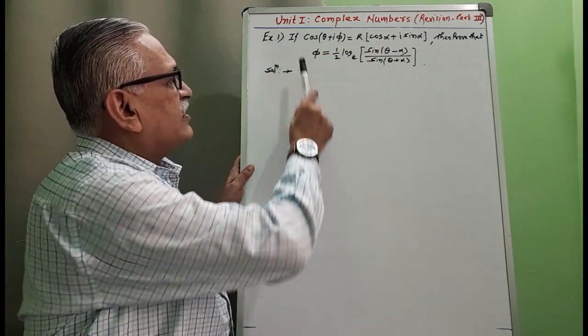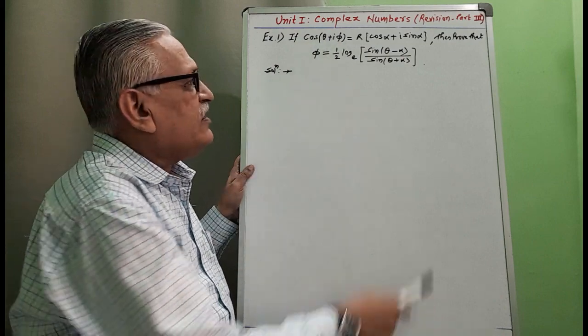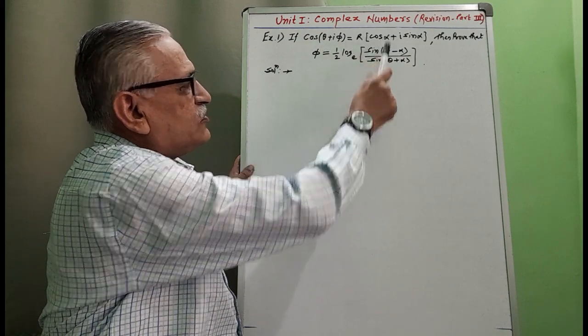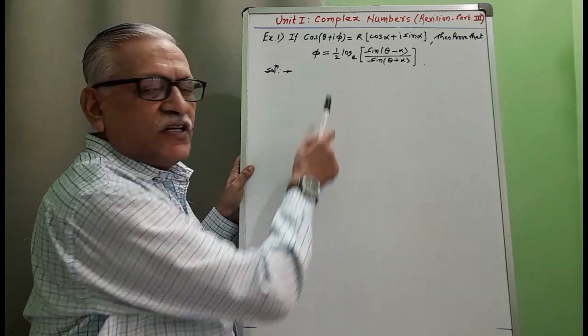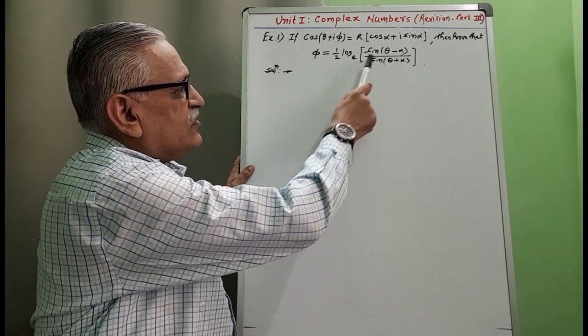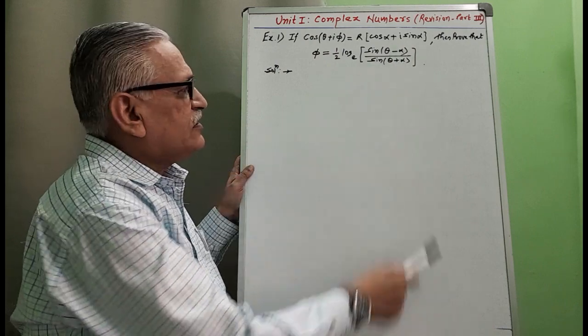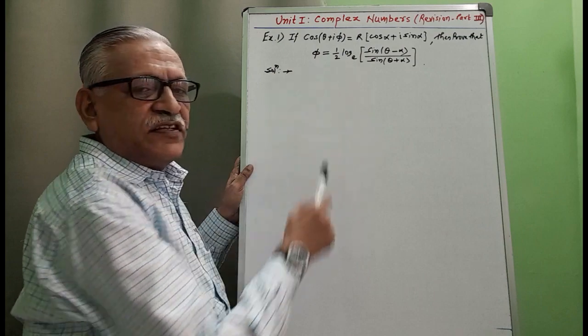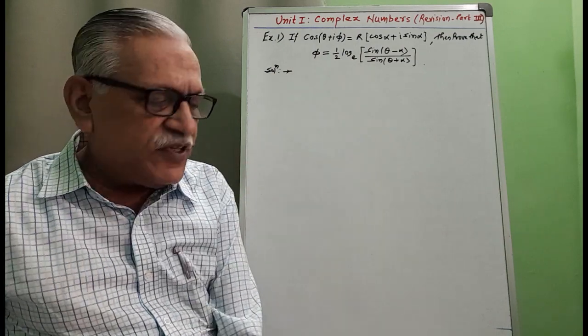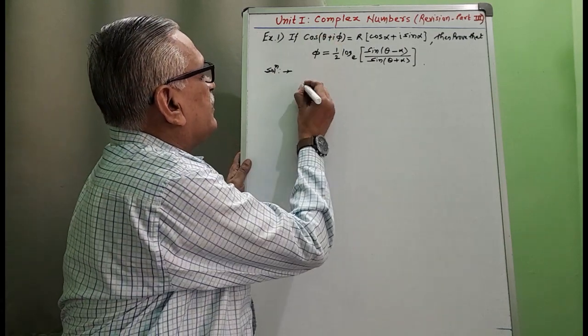First example: if cos of theta plus i phi is equal to r into cos alpha plus i sin alpha, then prove that phi is equal to 1 by 2 log of sin of theta minus alpha divided by sin of theta plus alpha, and log to the base e. And therefore, to prove this, we take the help of the given.